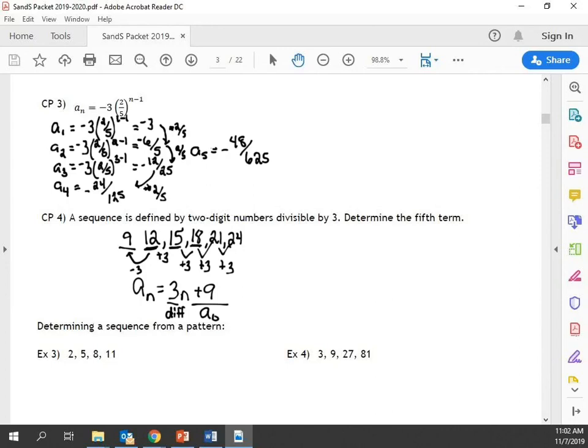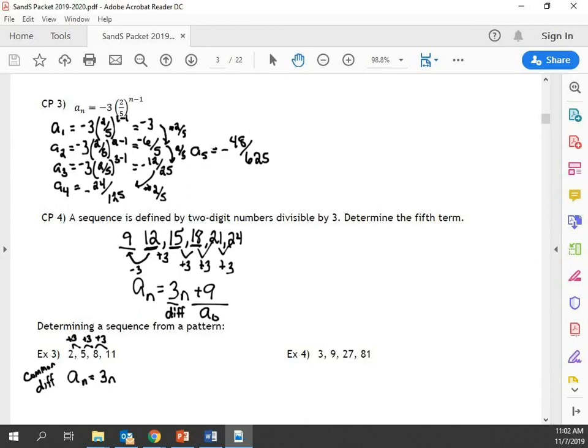Here we got a sequence. It says determine a sequence from a pattern. So we go ahead and determine what's going on here. What are we doing every time? We're adding 3. So there's a common difference. When there's a common difference, you're dealing with a linear type equation.